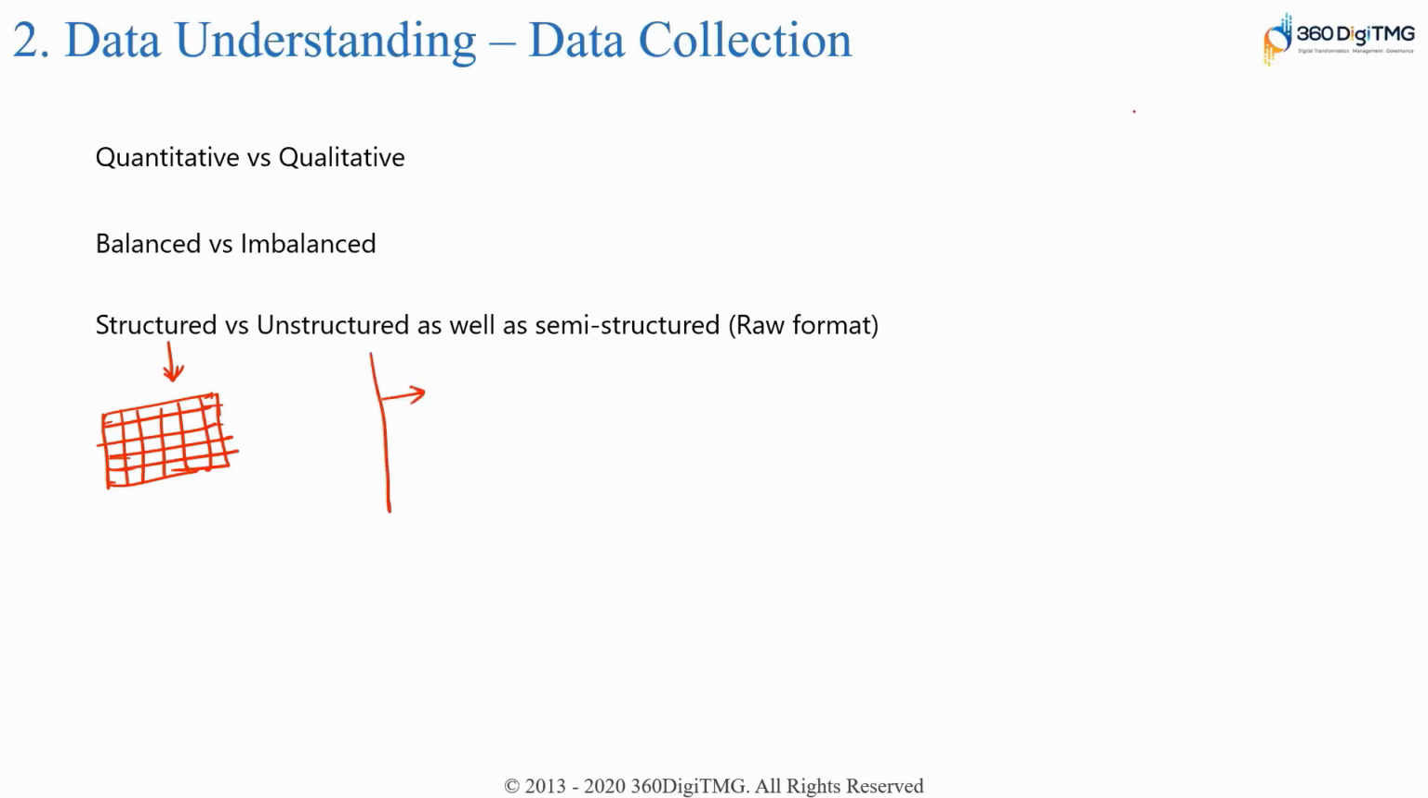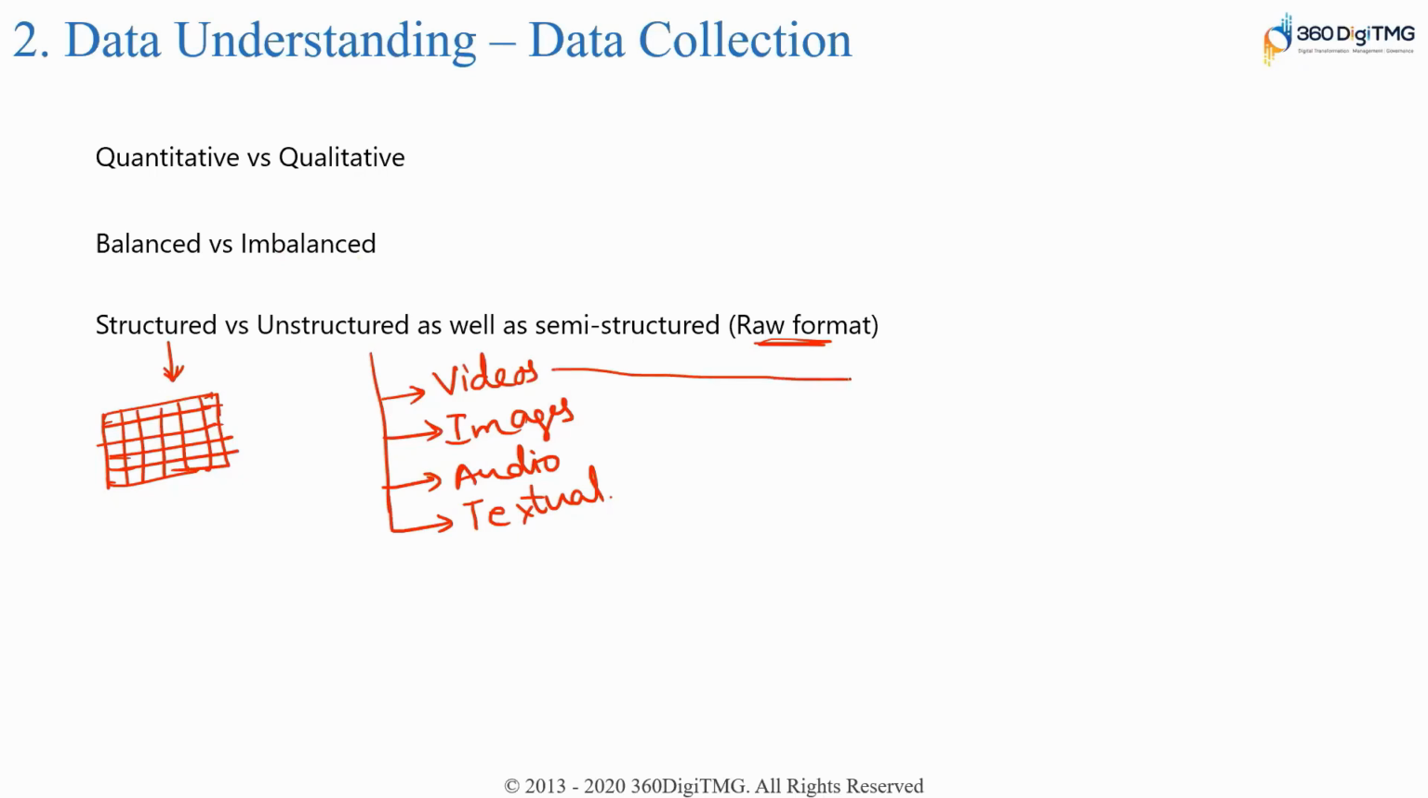Unstructured data is data which cannot in its raw format be placed in a tabular format, such as videos, images, audio files, and textual files. Imbalanced dataset techniques we'll discuss in the subsequent slides.